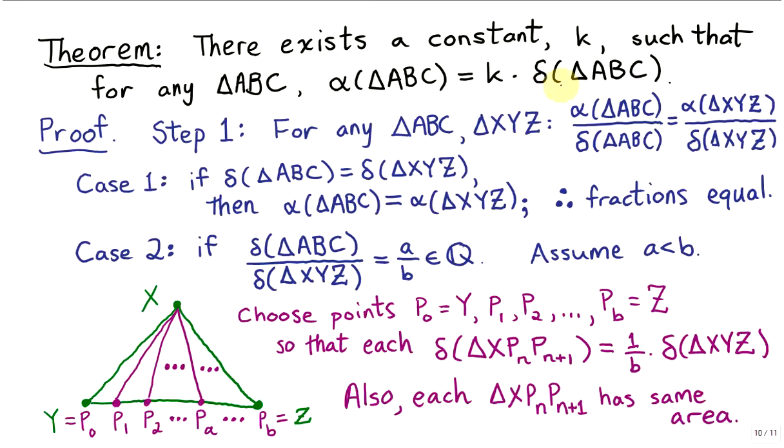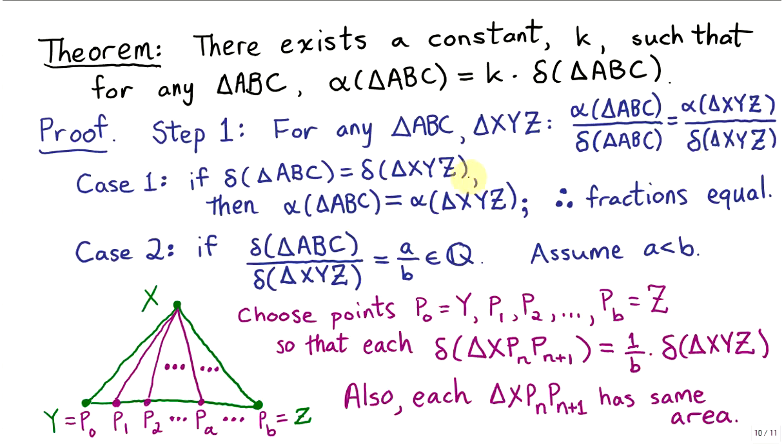We break this proof into two steps. The first step, we're going to show that for any two triangles, a triangle ABC and a triangle XYZ, that the ratio of area to deficit is constant. So the area of ABC divided by the deficit of ABC is equal to the area of XYZ divided by the deficit of XYZ. We'll break this down into a proof by cases.